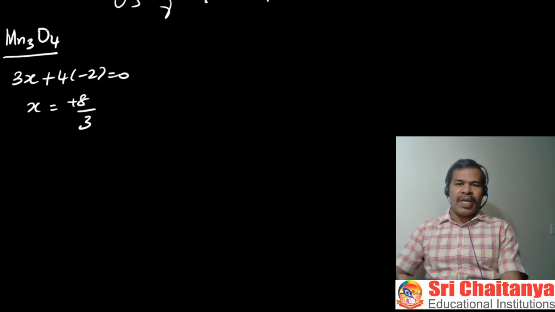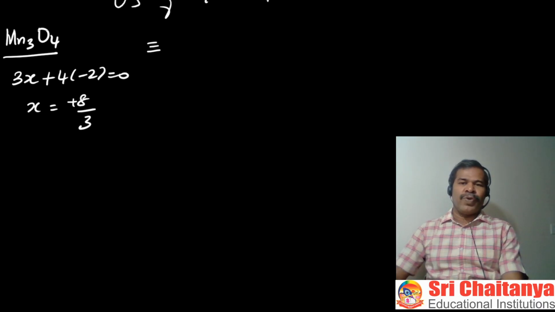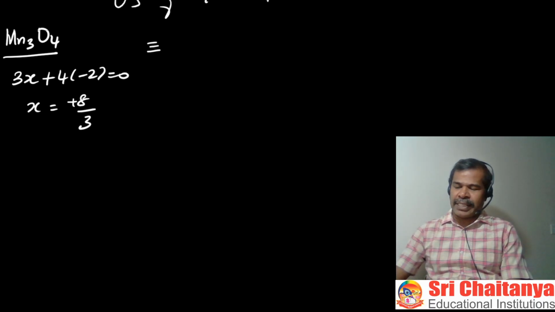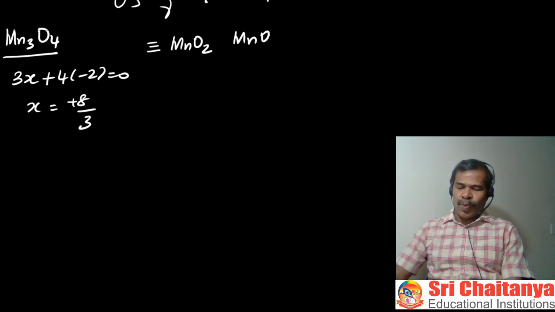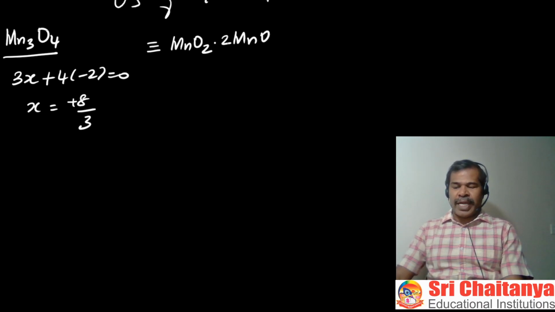But then what are the oxidation states of individual manganese atoms in this compound? To understand that, you need to know that this Mn3O4 is not a true oxide, it is a mixed oxide. Mixed oxide means the element is in 2 different oxidation states, or there are 2 different compounds in it. They are MnO2 and MnO. So it is a combination of 1 mole of MnO2 and 2 moles of MnO in this particular compound, Mn3O4.